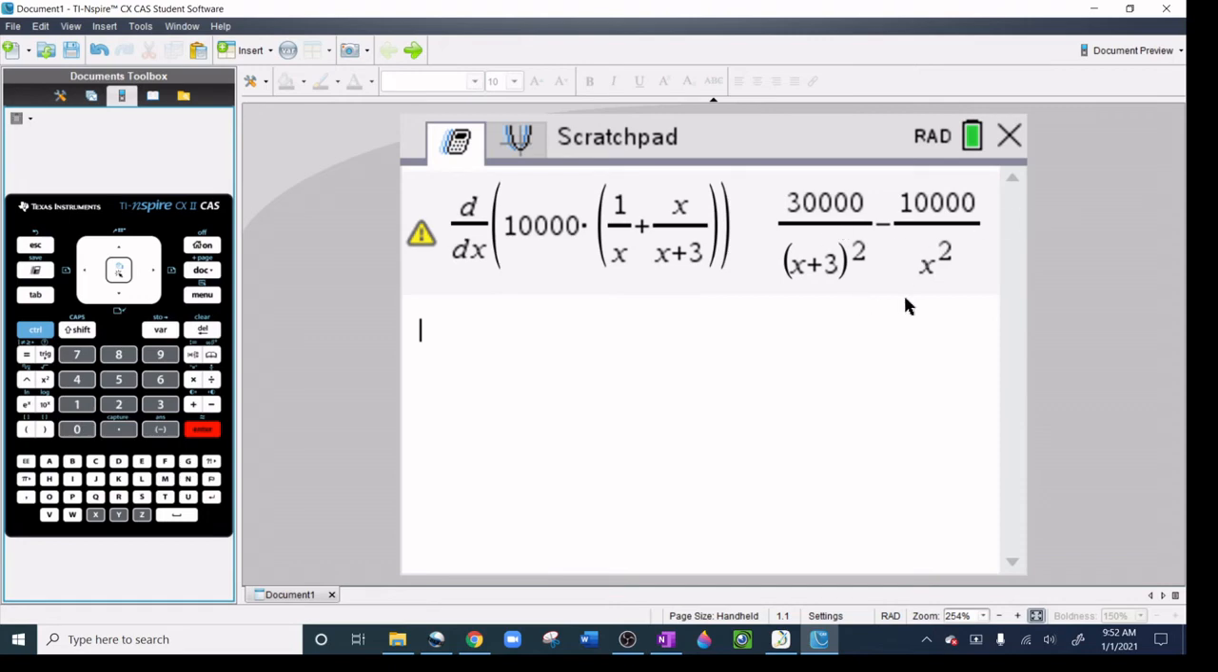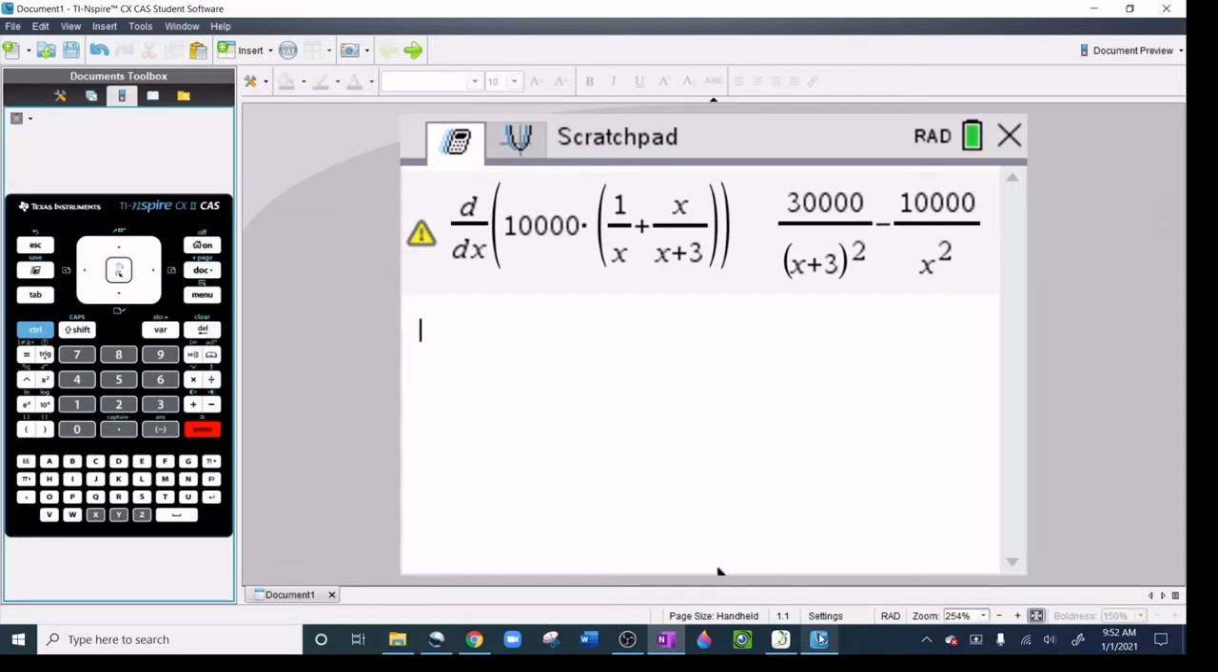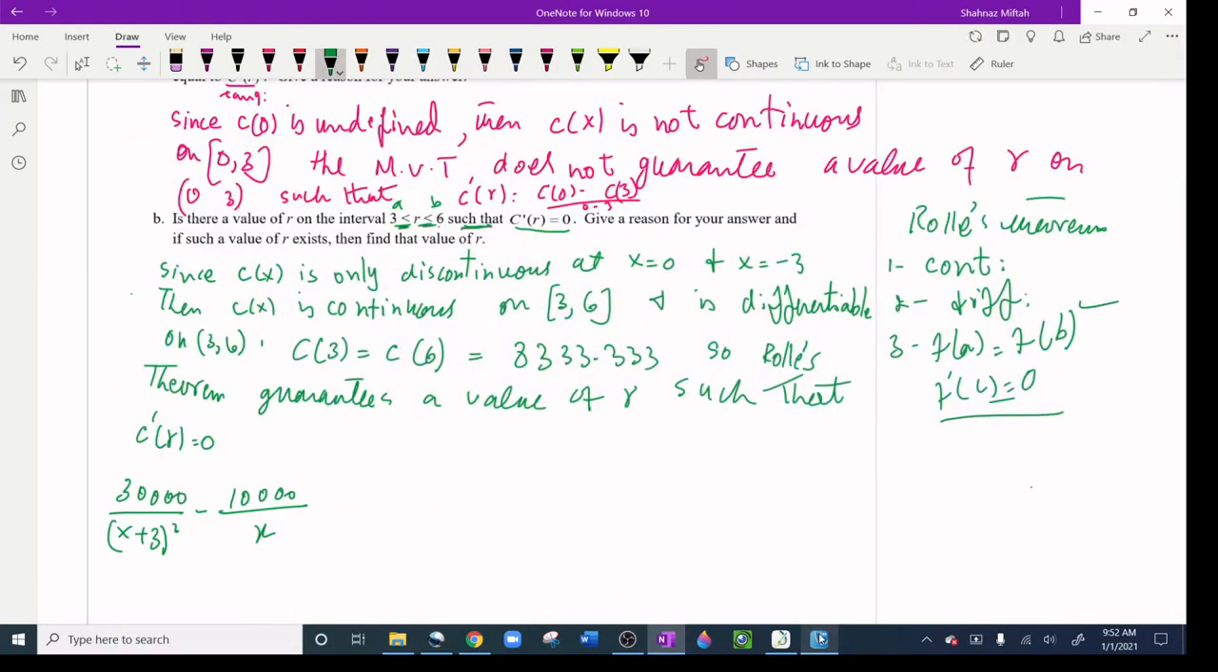So this is my actual equation for the derivative. I'm going to go back and write that down. I'm going to say C prime is 30,000 over (x + 3) squared minus 10,000 over x squared, equal to 0. Now this is a derivative, and that's equal to 0.